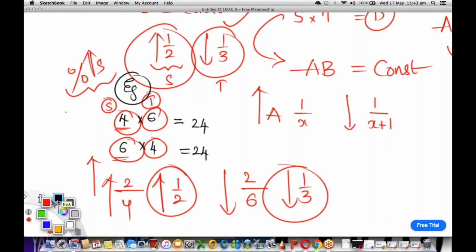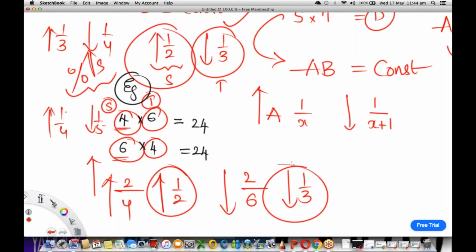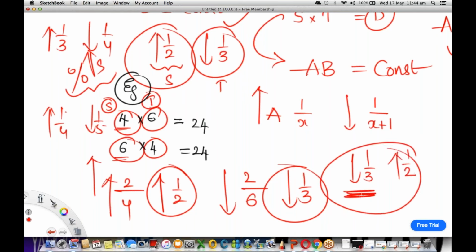That's why, whenever I have AB is equal to constant, not only 1 by 2: if the speed is increased by 1 by 3, the time should be decreased by 1 by 4. If speed is increased by 1 by 4, time should be decreased by 1 by 5. If speed is decreased by 1 by 3, then time should be increased by 1 by 2. Please remember, if it is decreased, it should be increased.